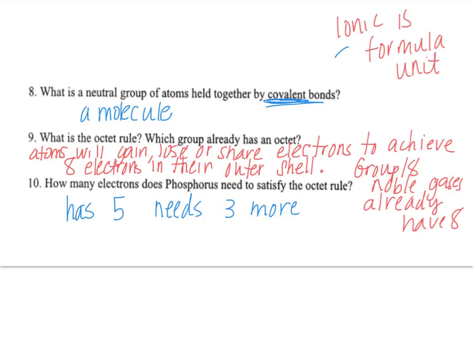Number 10 wants to know how many electrons does phosphorus need to satisfy the octet rule. Phosphorus is in group 15, so it has 5 valence electrons, so it needs 3 more to be able to get its octet. So it will either gain 3 or it will share 3.